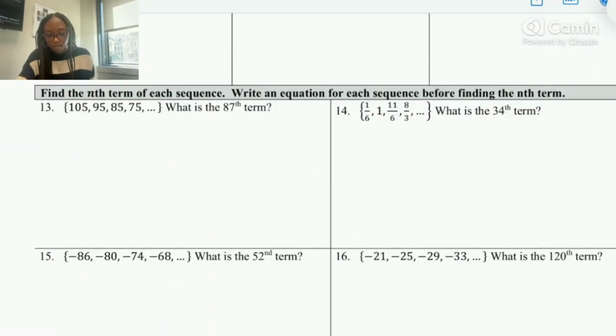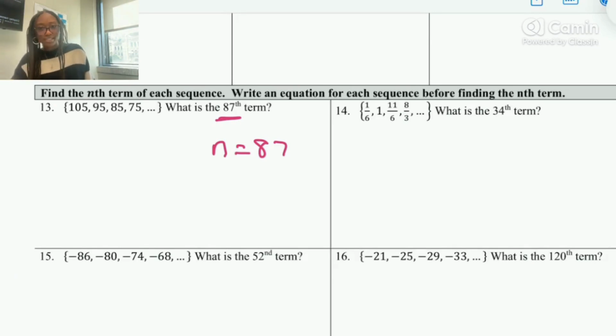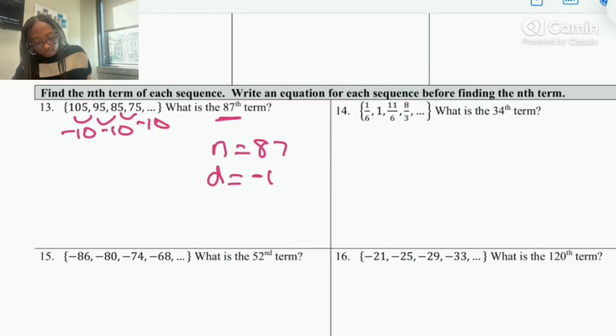So here we'll be finding the nth term of each sequence. So for number 13, we're looking for the 87th term. So we know that n equals 87. But before we get there, we know that we are going down by 10 each time. So 105 to 95 is negative 10. 95 to 85 is also negative 10. 85 to 75 is negative 10 once again. So we know that our common difference is going to be negative 10.